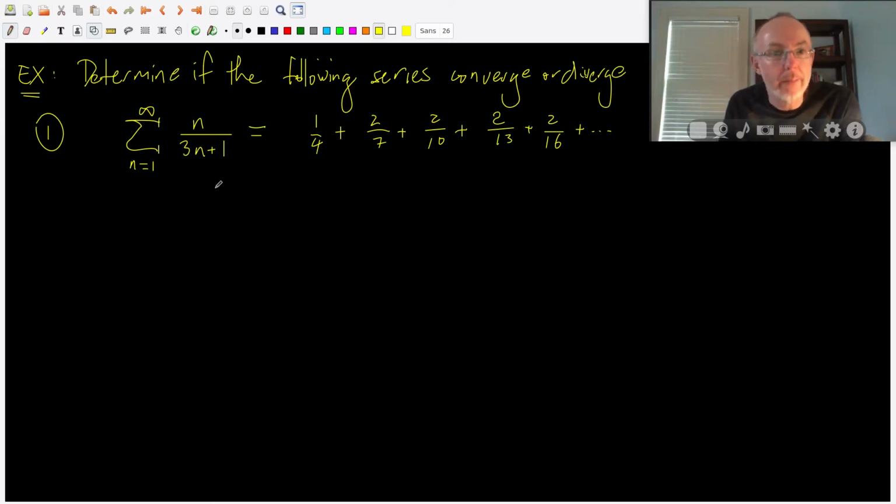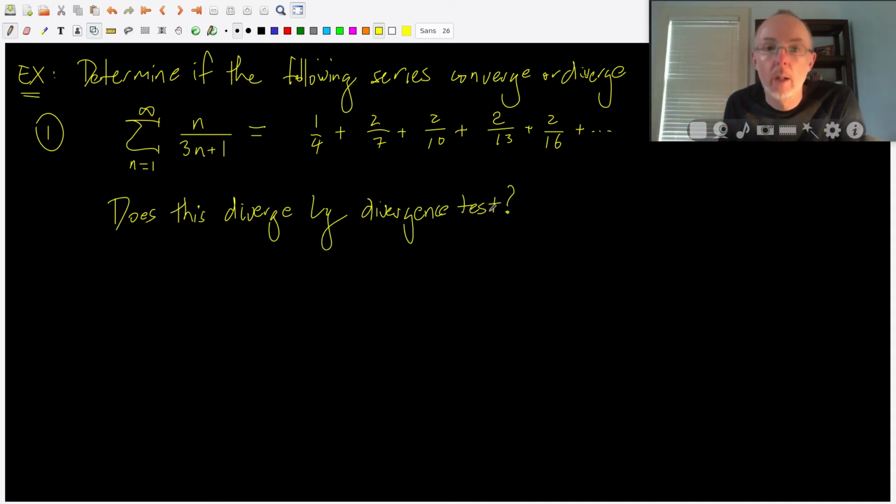And one quick thing to ask to check whether it converges or diverges is, does it diverge? Because the divergence test is really easy to apply. And so if the divergence test tells us immediately that this thing diverges, then we're done. There's nothing else to do.